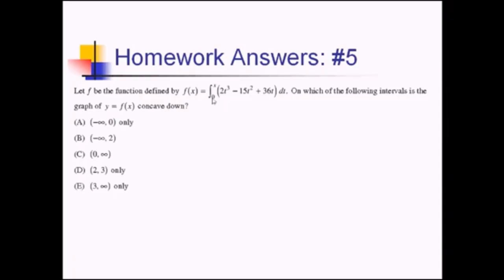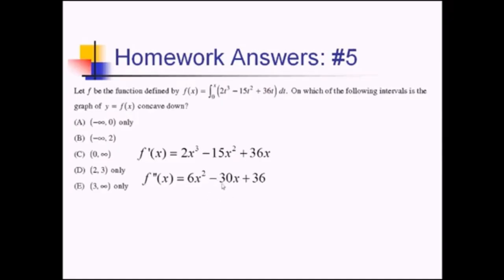First derivative of all this: if we take the derivative of an integral with an x in the upper limit, we're essentially replacing all the t's with x's, and we would multiply by the derivative of x, but that's just 1. So this is going to be 2x cubed minus 15x squared plus 36x. That's the first derivative. Second derivative will be 6x squared minus 30x plus 36. This is what we have to zero out, find the critical values for, and do some sign analysis on.